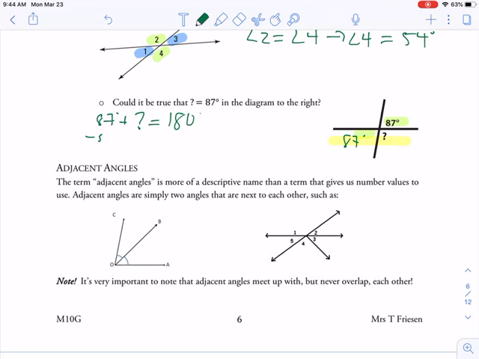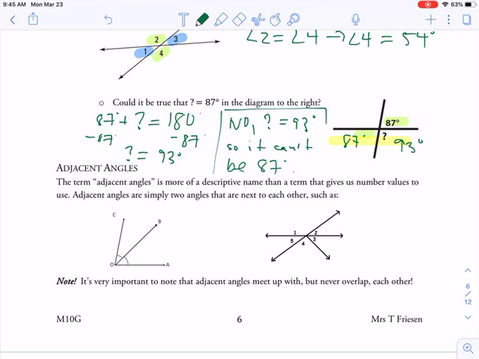Okay, so then if we subtract 87 from both sides, we can see that the question mark is actually equal to 93. And so if this has to be 93 degrees, then it would stand to reason that no, it couldn't be true that the question mark is 87 degrees. So no, the question mark equals 93 degrees, so it can't be 87 degrees. Okay, so that would be our final answer.